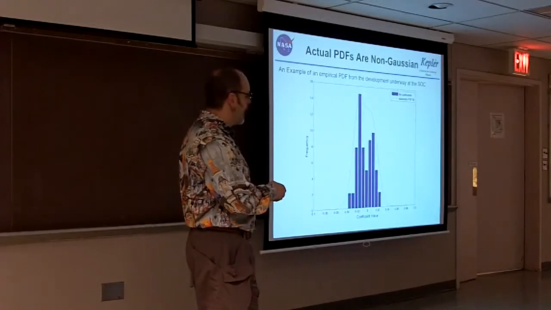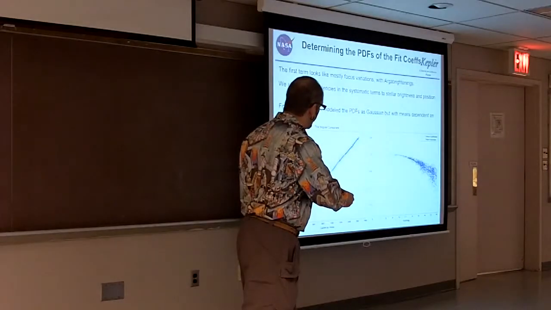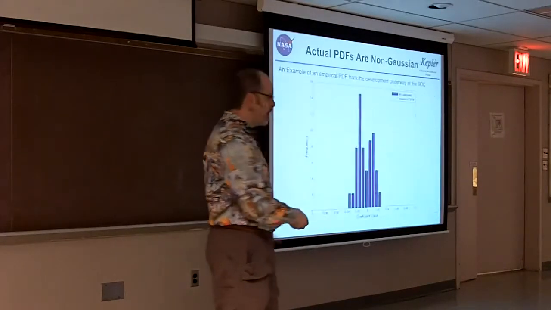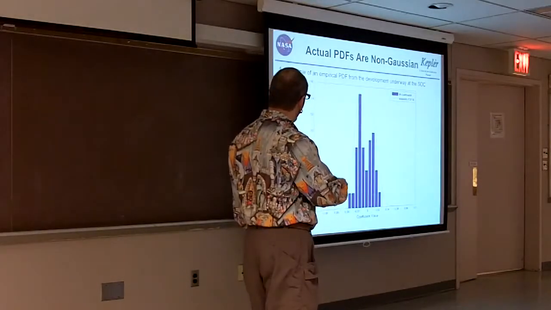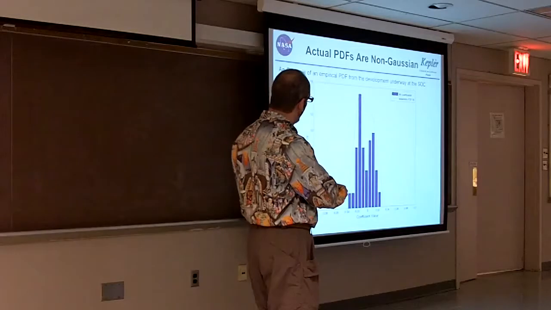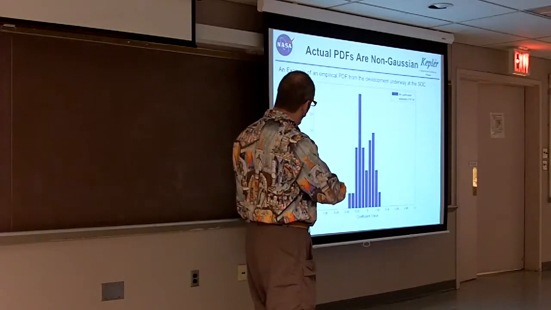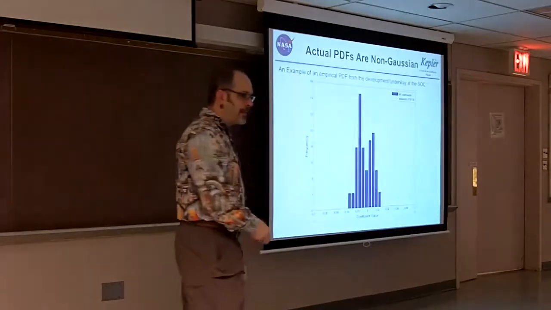Now, why would you expect them to be Gaussian? You might look at this and say that's not Gaussian at all. But this is just to demonstrate that we've got something going here. We're developing an empirical method to estimate the PDFs, and so this is an example of one of our empirical PDFs. But that's under development now.